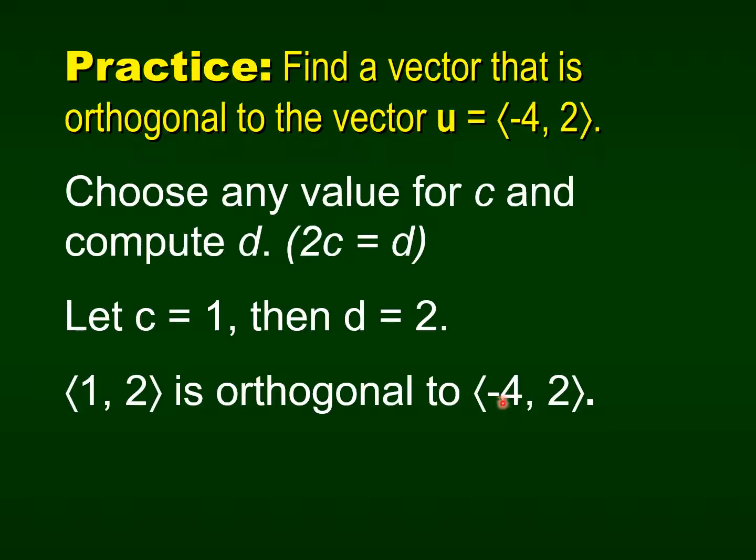And we can check it. -4 times 1 is -4, plus 2 times 2 is 4. So -4 plus 4 is 0.